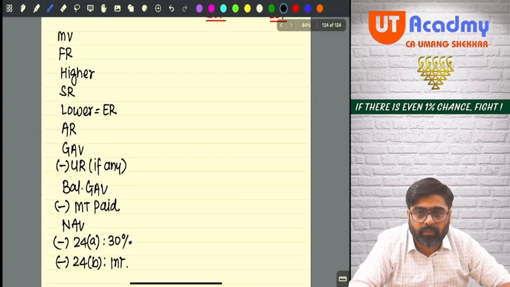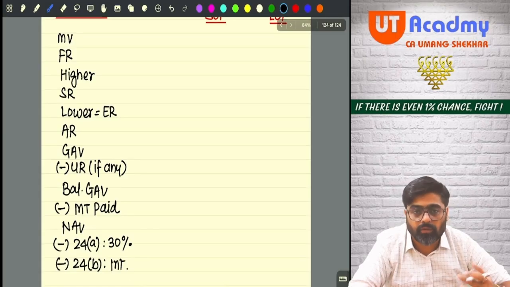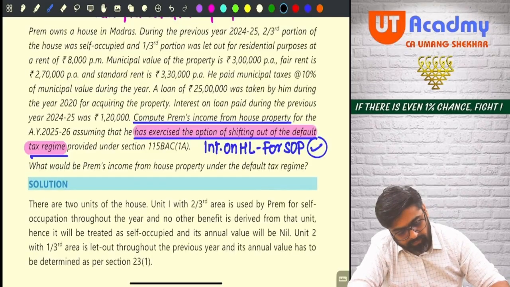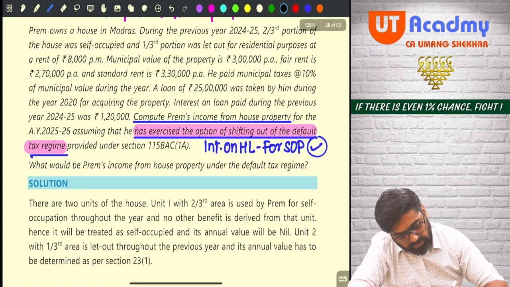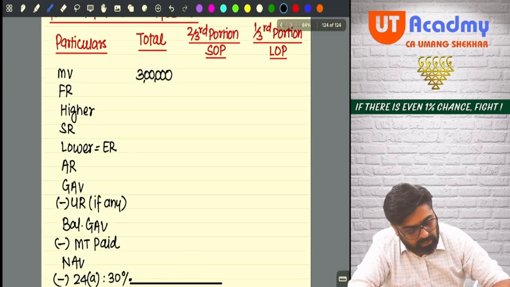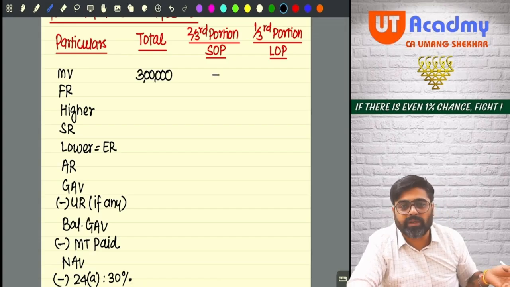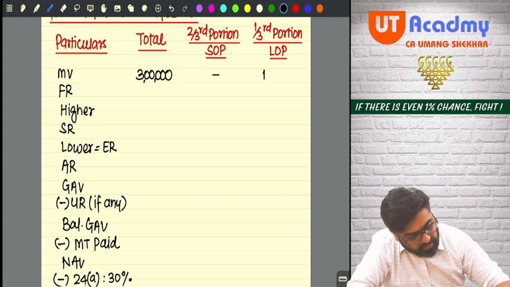I am ready with my format now. Now I have to find out these amounts from my question, and I will have to put these amounts in the solution. Tell me, what is the municipal value given in the question? Come on, tell me. Municipal value is 3 lakh and fair rent is 2 lakh 70. Standard rent is 330. Okay, no? 3 lakh is my municipal value. So can I say 2/3 out of this relates to SOP portion, which I will not write in SOP because I don't have to calculate the income of SOP portion. I will be claiming the exemption for this SOP portion. Yes or no? And how much will be 1/3?